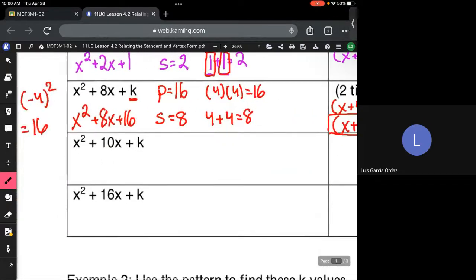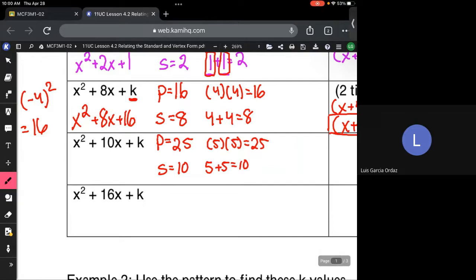Okay, so we'll do the next one together, and then you guys will do the last one on your own. So what is my k value in this case? Again, our product we don't know yet, but we know our sum is going to be 10. So again, we're dealing with perfect squares, so they have to be the same number. Emma. So it's going to be 25. Yep, because 5 plus 5 is 10, and 5 times 5 is 25, which means our product is going to be 25.